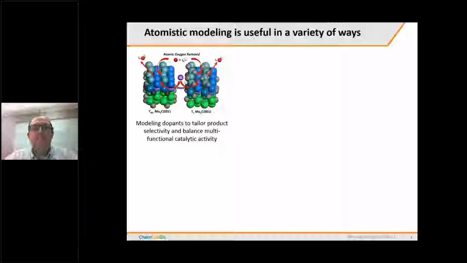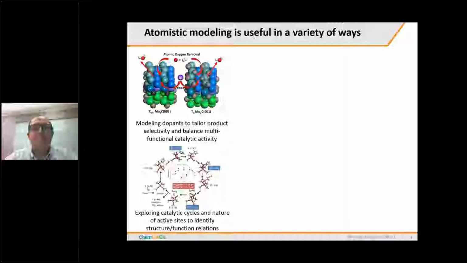We do the modeling for both homogeneous and heterogeneous catalysts to understand the reaction chemistry. We also explore the catalytic cycle and the nature of the active site to understand the structure and function relationships.